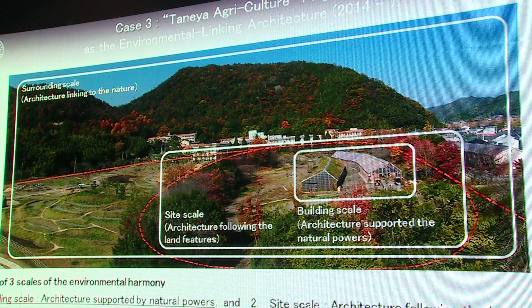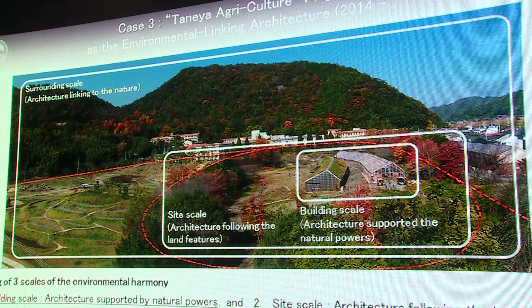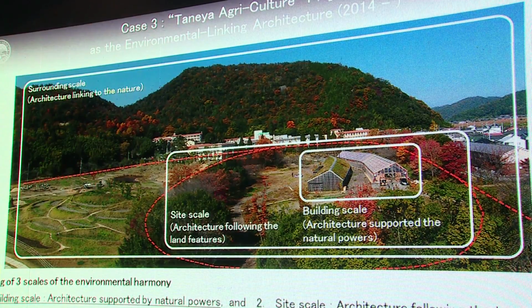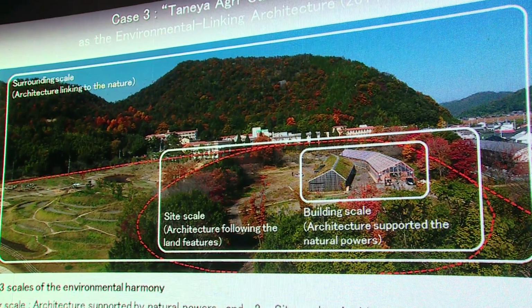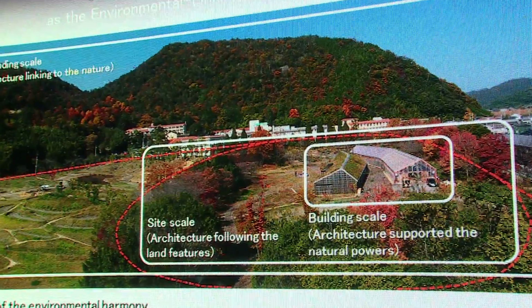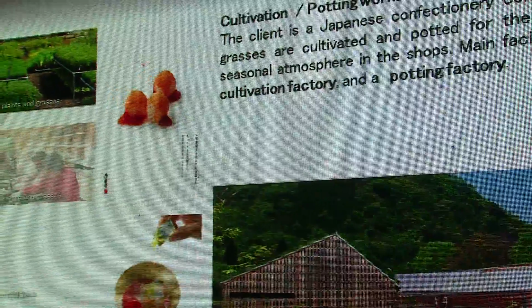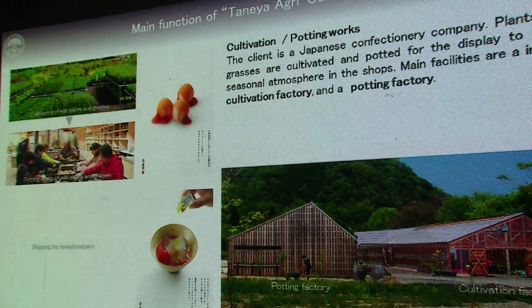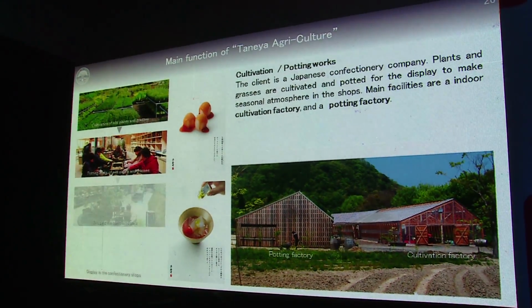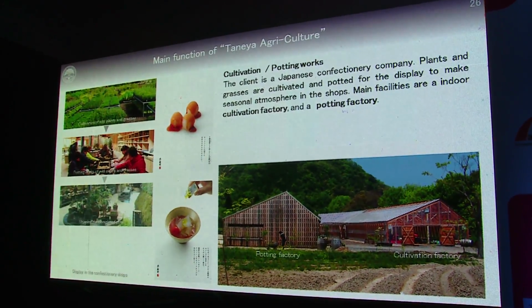So the last project is the Taneya agriculture project as an environmental linking architecture. So we set up the 3 scales of environmental harmony, like building scale, site scale, and the surrounding scale. Okay, so I would like to explain the main function of Taneya agriculture. The client is a Japanese confectionery company.